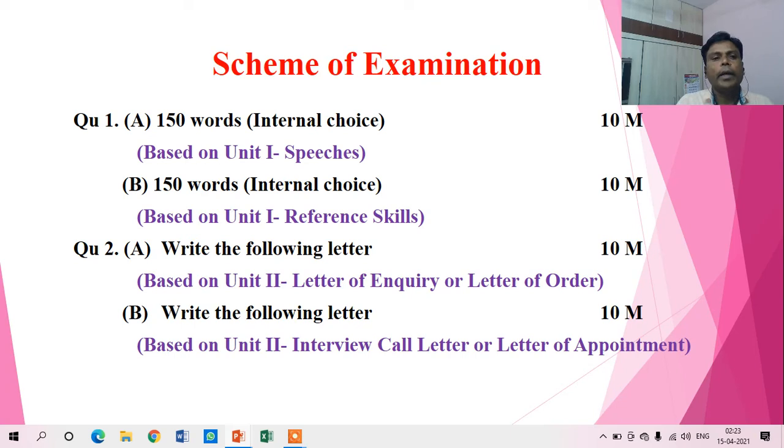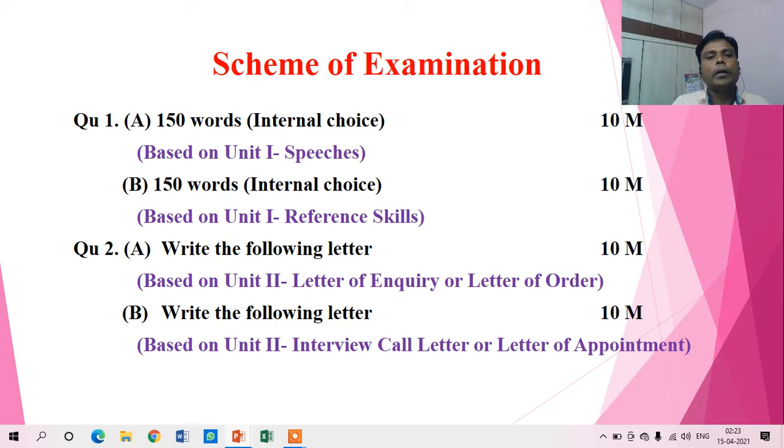Question number 1A and B are based on reference. Question number 1A is based on speeches, and question number 1B is based on reference skill, and both these topics are part of unit number 1. This is a long answer question. You have to answer the question in 150 words.